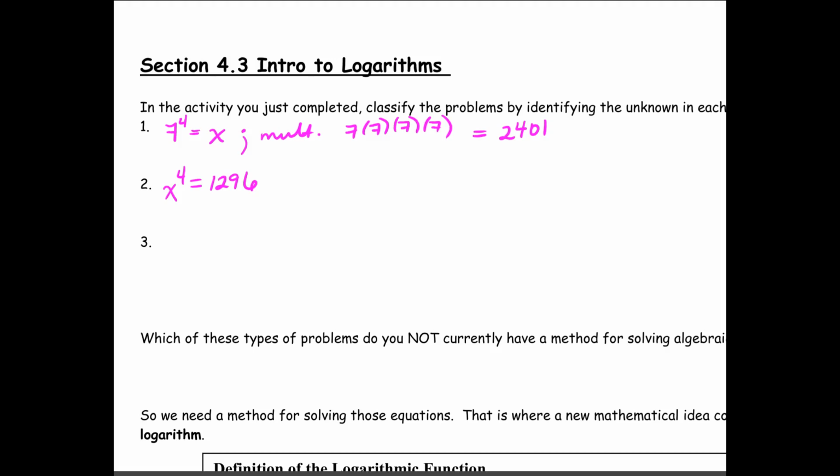We had x to the 4th is equal to 1296. Could you have solved that one without the chart? Yeah, what could you have done? Yeah, take the 4th root. Take the 4th root of 1296. And then what was the answer? I know that you can do that on the calculator, but what was it in the chart? 6. You can do it with your calculator, but we want to see what do we currently have a method for solving for. So in 1 and 2, we can do that.